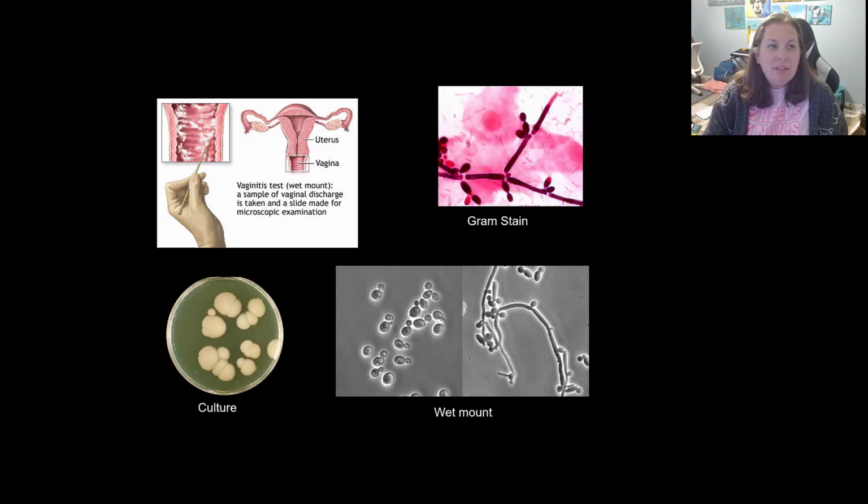So if you take a look here, this is how you would take the culture. You would have to go up into the vagina in order to collect the yeast that's present. We could then culture it out. We also see that we can look at it under the wet mount and also gram staining. And if you look here, this is where it's pleomorphic, where it looks kind of more like a yeast, but it can also have the filaments more like a fungus or mold.